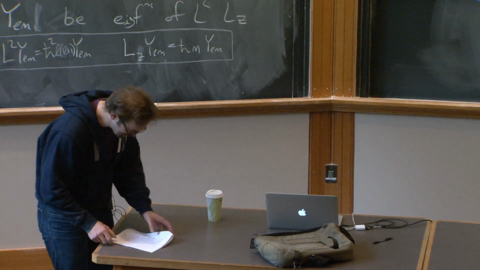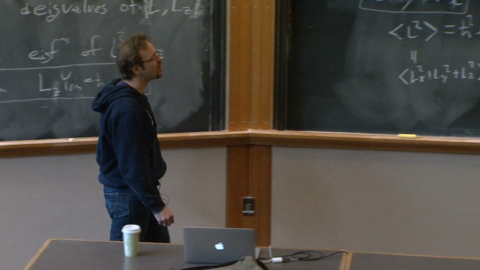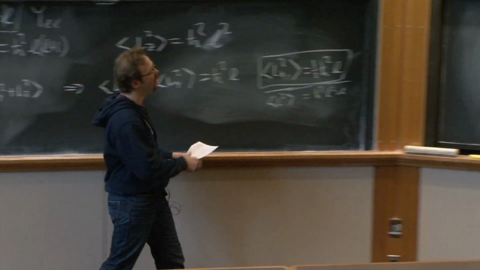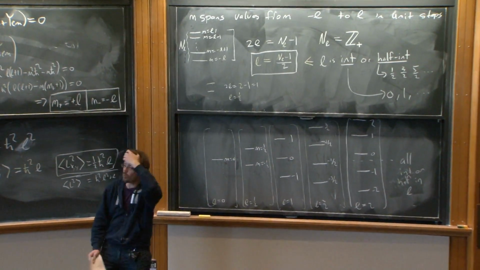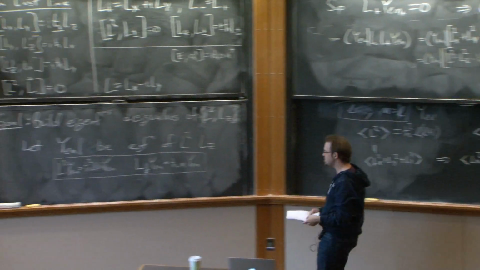Okay, so I want to think about some more consequences of the structure of the Y_lm's and the eigenvalues, and in particular of this tower structure. I want to understand what other physics we can extract from this story.